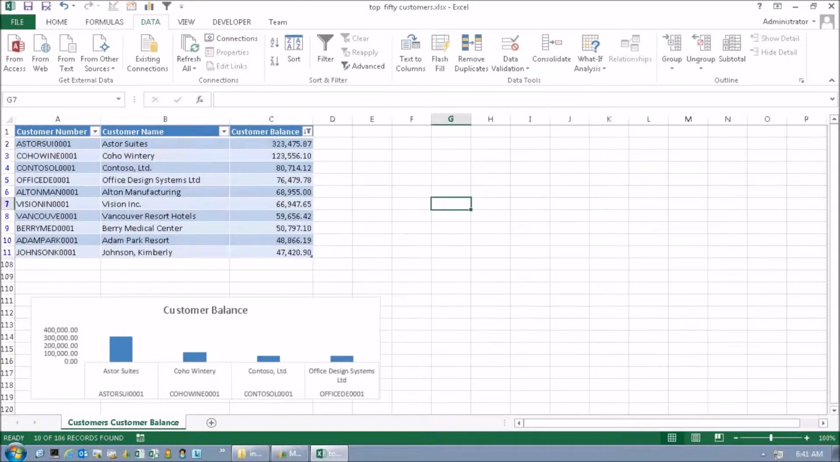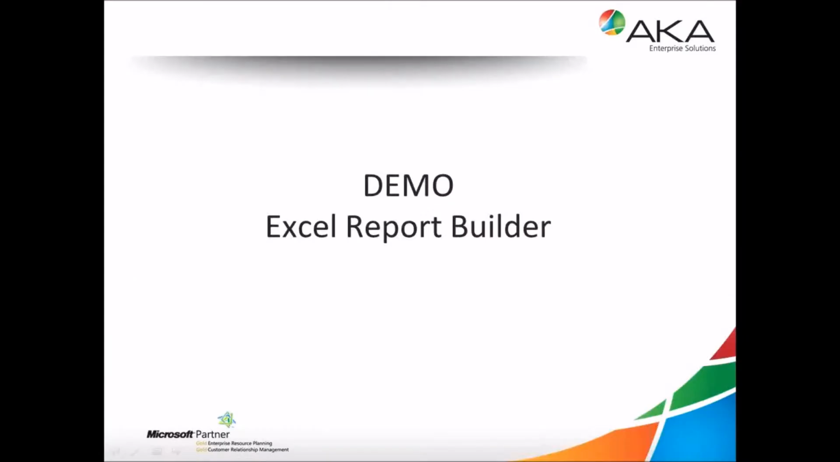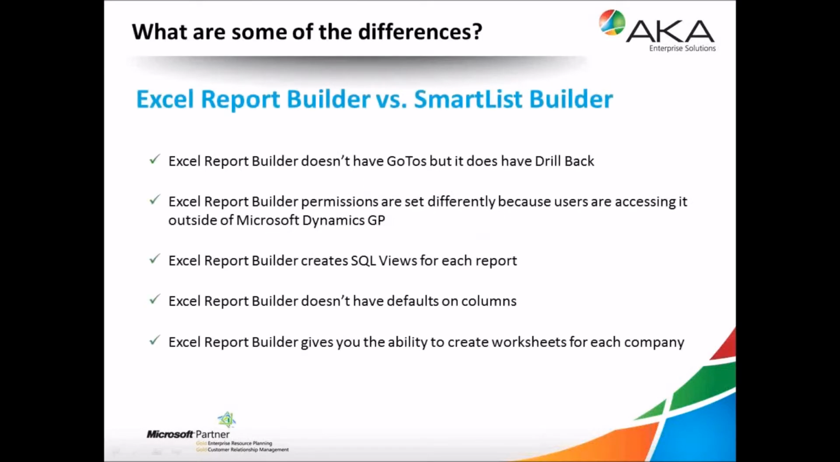Okay, so let's go back to the presentation, and I'll try to explain a couple more points to you guys. So what are some of the differences? As part of the Smart List Builder series, we know that the functionality works the same, but there are some differences. So let's make sure we create some awareness of that from the beginning. The Excel Report Builder doesn't have the go-to buttons. Inside Smart List you can say go to and just choose the records you want because you're inside the GP application. So it does not have the go-to, but it does have drill back.